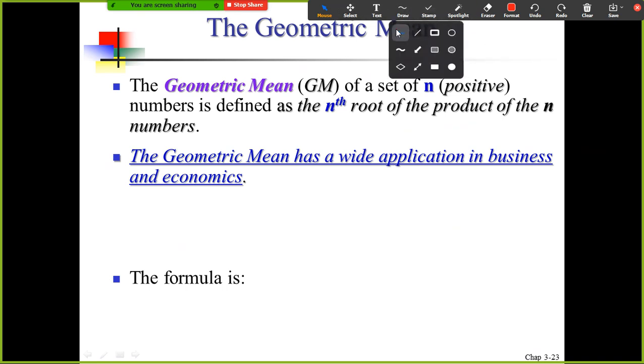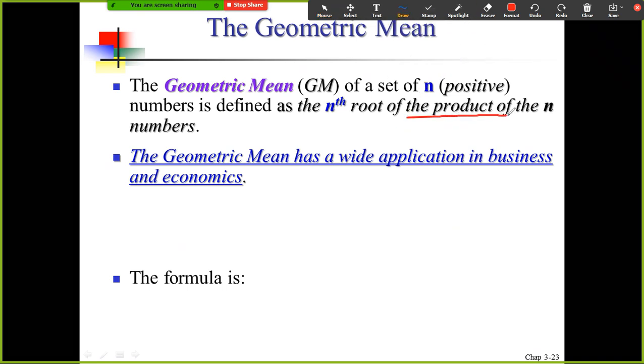The product of n numbers, what does it mean? Don't get confused. The product here is not goods or services that we use for a specific purpose. In mathematics or statistics, the product means the result from multiplication.